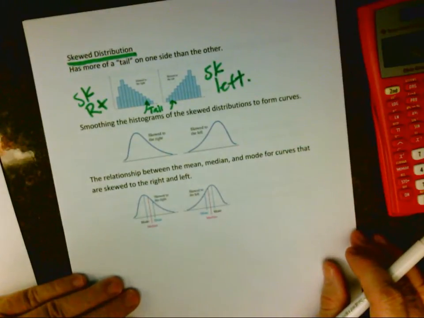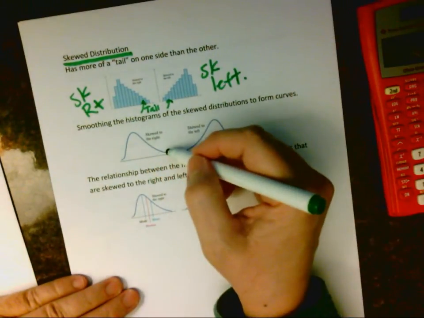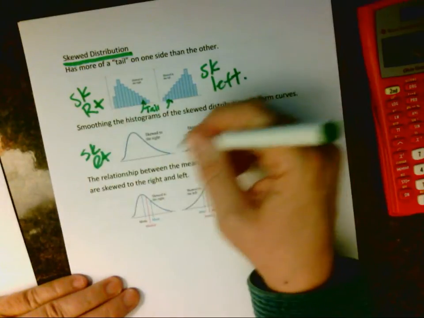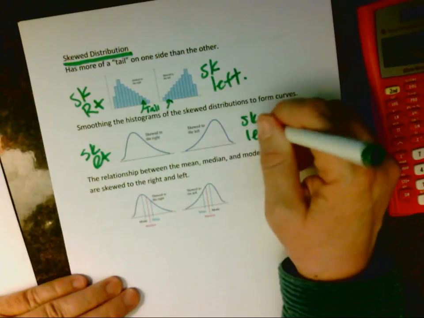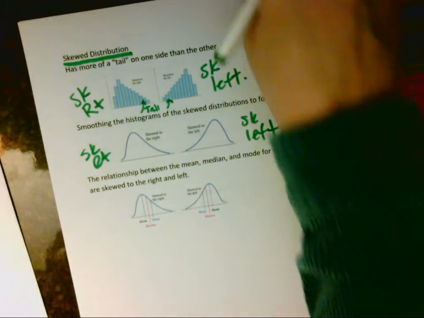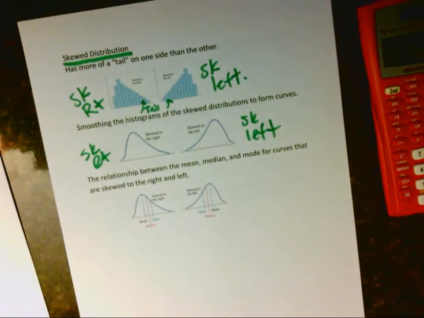Smoothing the histogram of the skewed distribution to form curves, we have a curve that is skewed to the right. And here we have a curve that is skewed to the left. The relationship between the mean, median, and mode for the curves that are skewed to the right and to the left is listed as follows. So I will go over this.